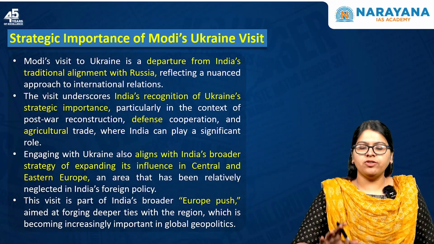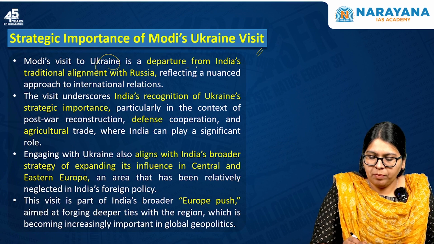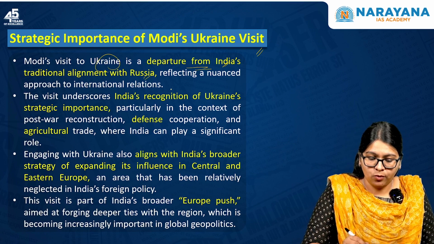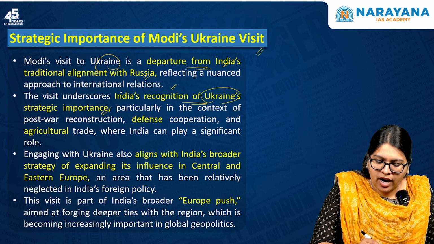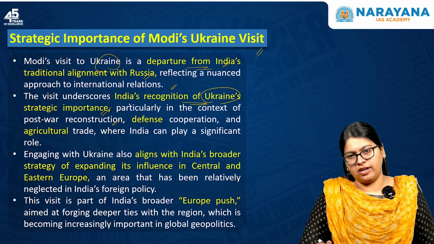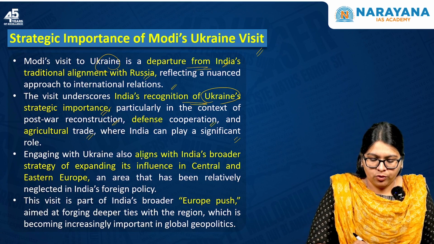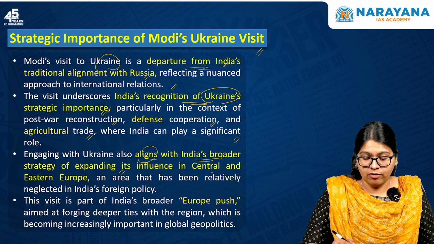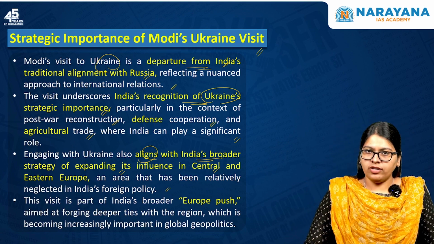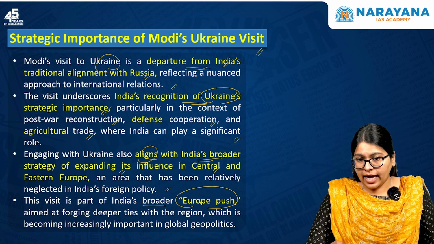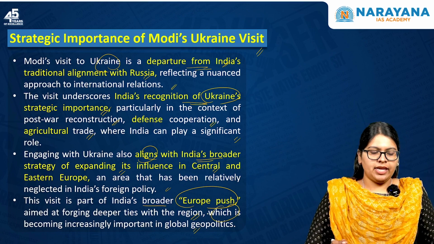Moving forward, it is important for us to understand the strategic importance of the Ukrainian visit. The Indian Prime Minister's visit to Ukraine is a departure from India's traditional alignment with Russia, reflecting a nuanced approach to international relations. This visit underscores India's recognition of Ukraine's strategic importance, particularly in the context of post-war reconstruction, defense cooperation, and agriculture trade, where India can play a significant role. Also, engaging with Ukraine aligns with India's broader strategy of expanding its influence in Central as well as Eastern Europe, an area that has been relatively neglected by India's foreign policy so far. The visit is part of India's broader Europe push, which is aimed at forging deeper ties with a region that is becoming increasingly important in global geopolitics.